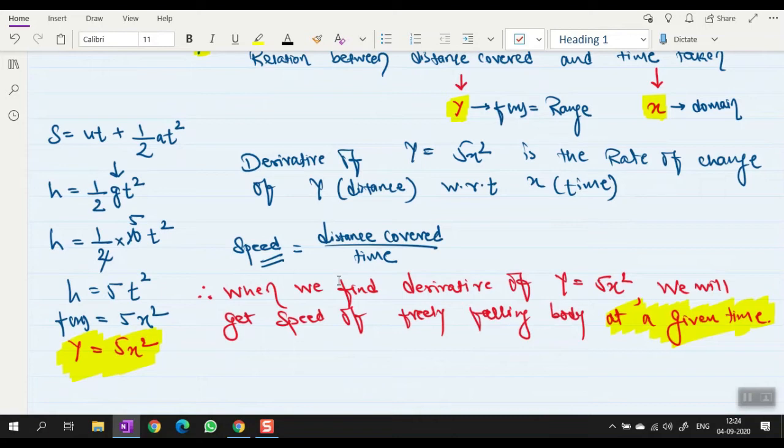Speed of a body at any time can be found using the derivative, that is finding the derivative of this function at a point, or finding the slope of this function at a point. That will give us the speed of the freely falling body at any given time. Okay? So let's go ahead and understand how to connect derivative with limits.